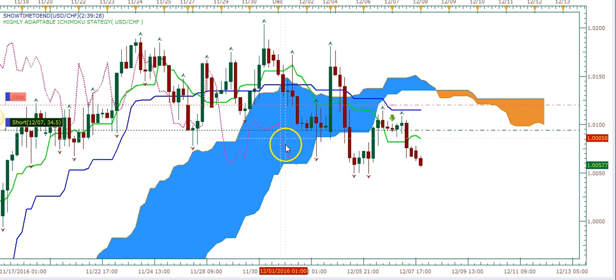Chikou span here is below price, major. That's a big sign. But we're going to have some issues getting through this cloud. We need to break through that cloud. That's a little support level there. So we want to see Chikou span get through that cloud.